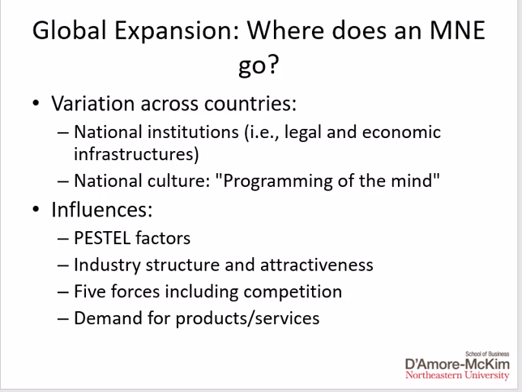The question of global expansion, and where a multinational enterprise chooses to go, focuses on the variation that exists across countries. Across different countries, there are various national institutions in terms of legal and economic infrastructures, and also a variety of different cultural aspects, things such as business practices, religions, social preferences, etc. This variation across institutions and cultures has a great impact on several of the concepts we've been talking about.